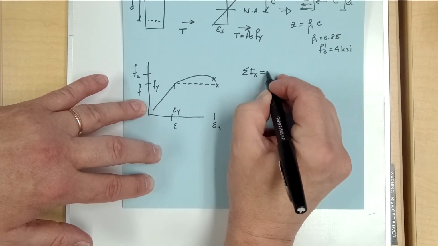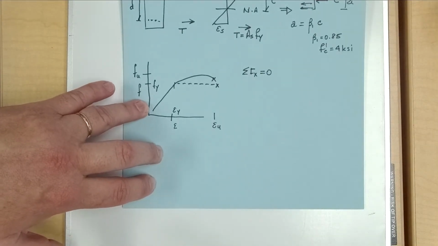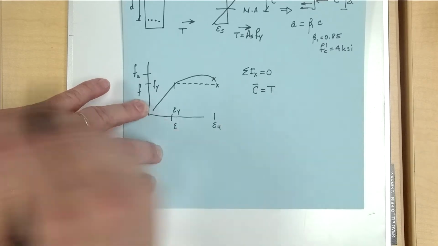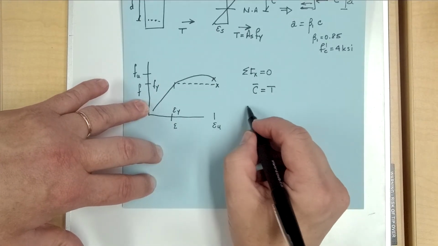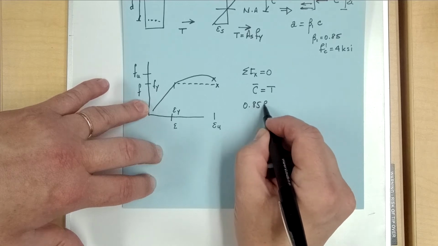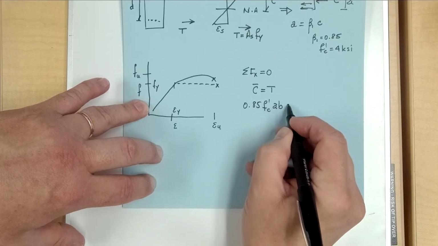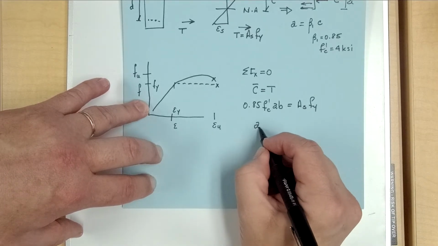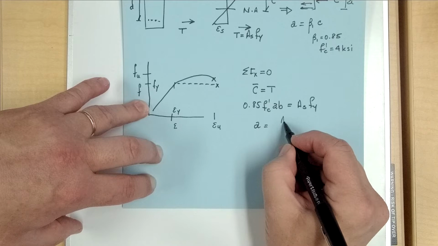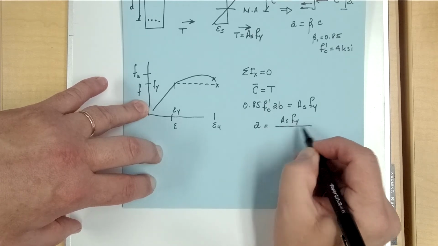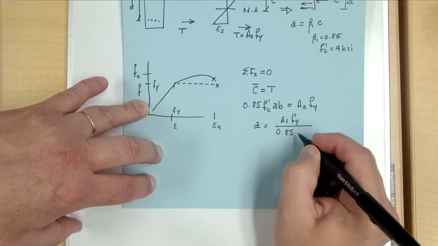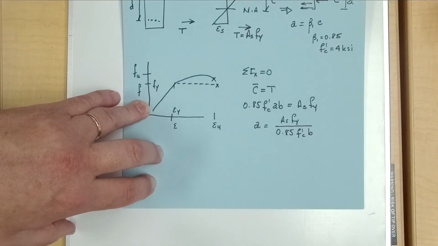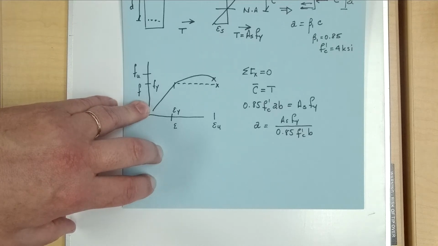Okay, that's our philosophy. If all of this is true, then we can take the sum of the forces in the x direction is equal to 0, right? The first rule of statics, which means that our compression block has to be equal to our tension force, and this is 0.85 F prime c a b has to be equal to A sub s F sub y, and from there we get a is equal to A sub s F sub y divided by 0.85 F prime c b. b is the width of the beam, A sub s is the area of the steel.